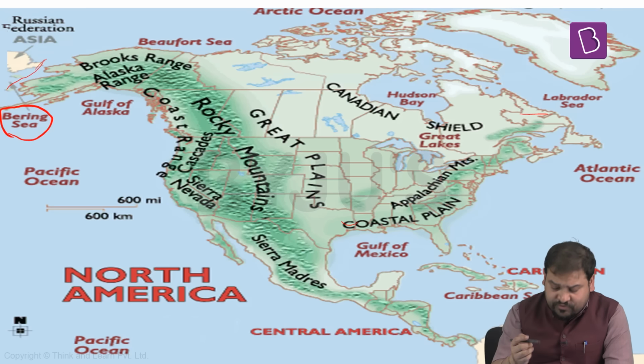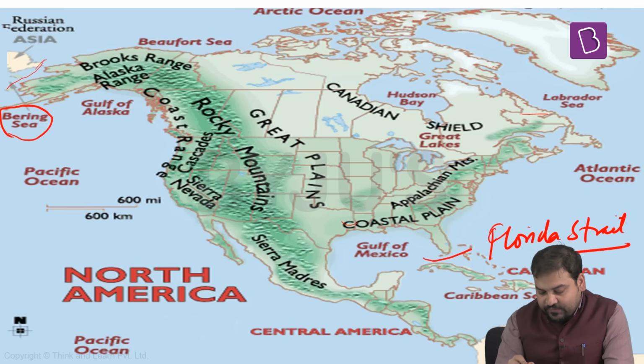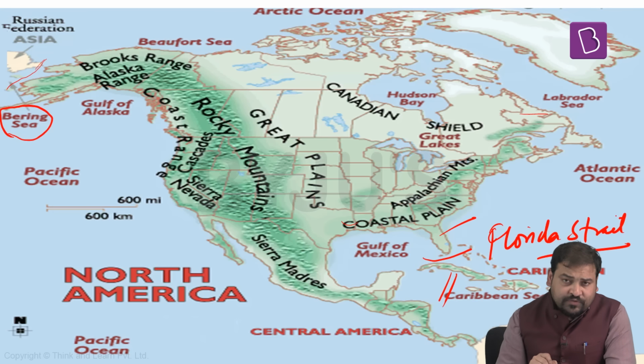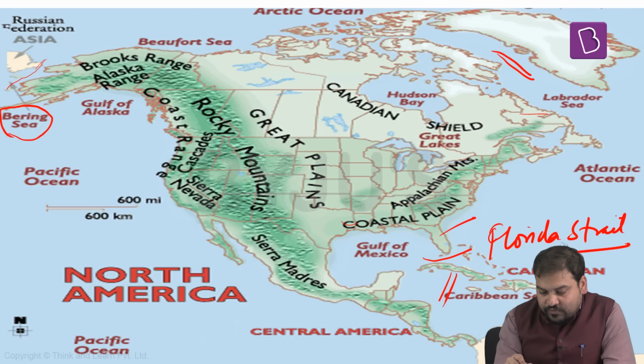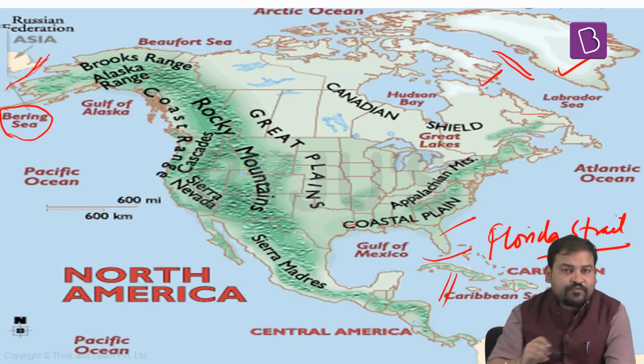Let us look at a few straits. For example, this is the Florida Strait, the strait which divides Florida and Cuba. Another very important strait is the Davis Strait, which divides Baffin Island and Greenland. And lastly, you have the Bering Strait that divides Russia and Alaska.